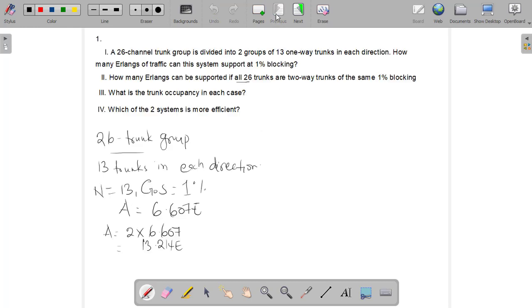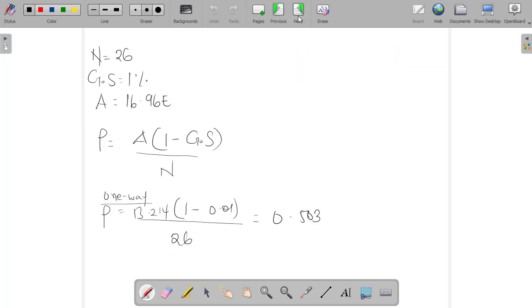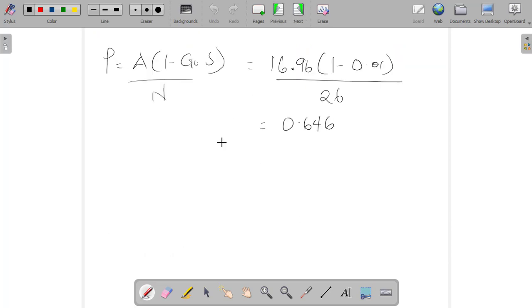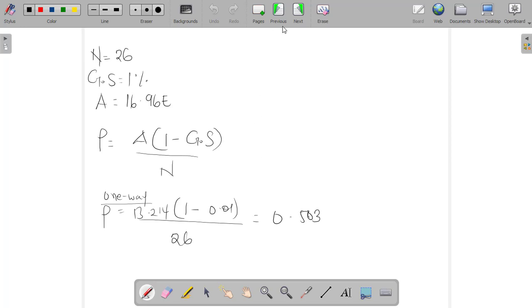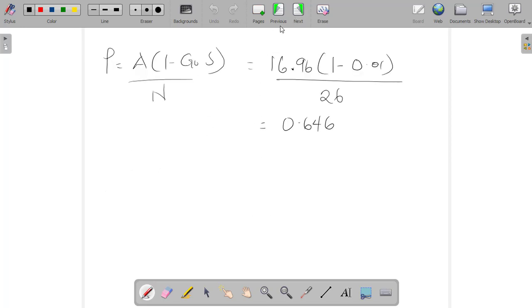Now the final question is asking us to determine which of the two systems is more efficient. In comparing the trunk occupancies of the two systems, the trunk occupancy is basically a measure of how efficient your system is. So the higher the trunk occupancy, the higher the efficiency of the system. By comparing, you can see that clearly the both-way system is far more efficient than the one-way system. So you can conclude by saying that the both-way system, or the two-way system, is more efficient.